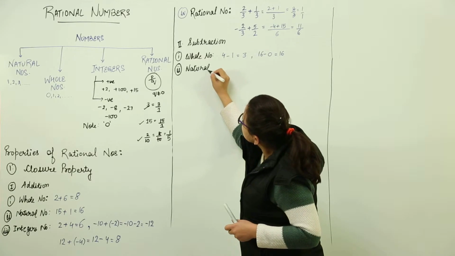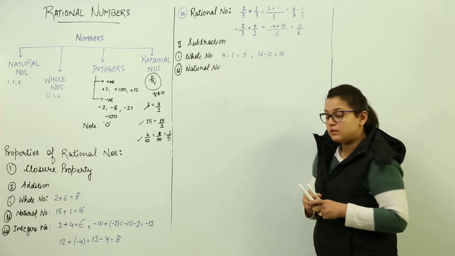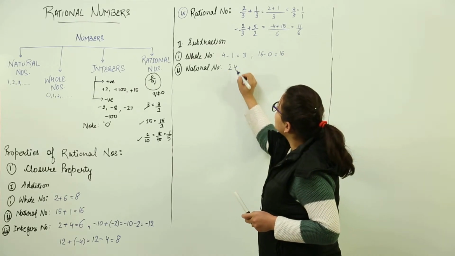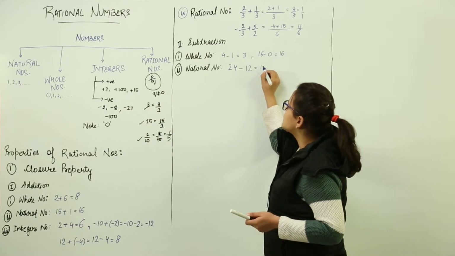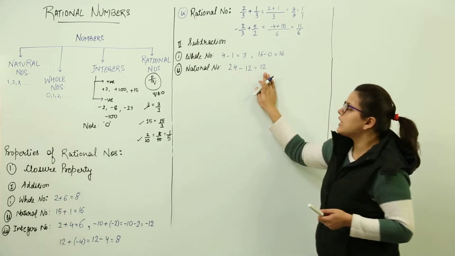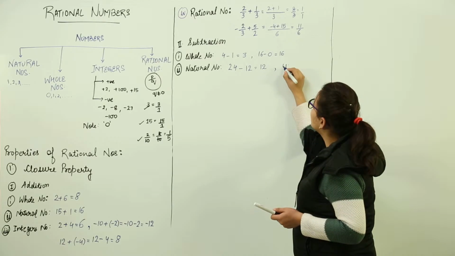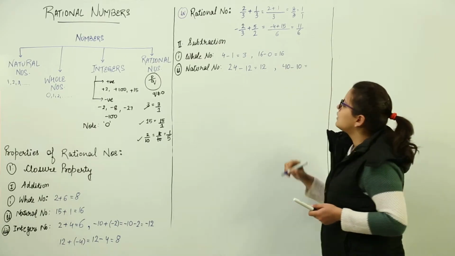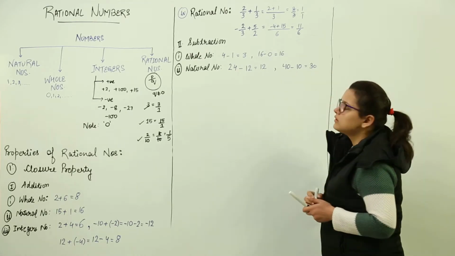The natural numbers would again be giving me a natural number. Let's try. We take 24 minus 12. That gives us 12. The subtraction of two natural numbers gave me a natural number. Another example. 40 minus 10. Two natural numbers subtracted give me a natural number, 30.